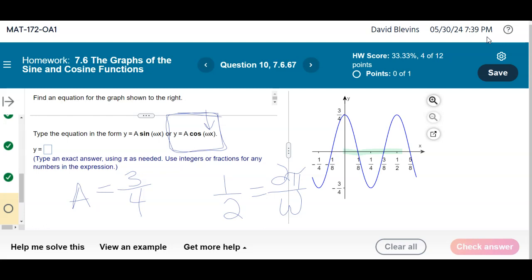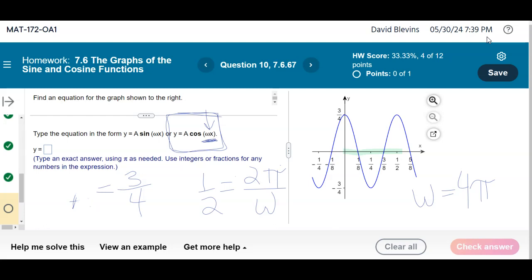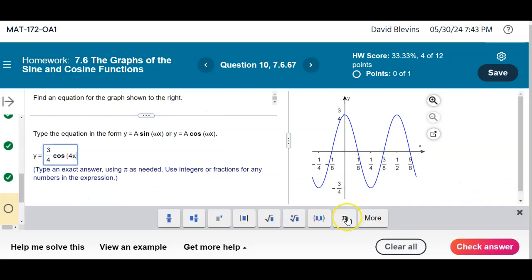And so doing a little bit of shifting around, multiplying both sides by w, and then multiplying both sides by 2. All right, 2 will get rid of the 1/2, so I have to multiply that by 2. I also have to multiply the right side by 2 to compensate, and I'm multiplying both sides by w as well to get the w out of the denominator. All right, and what we end up with is that w would equal 4 pi. So that's the number that needs to go inside the parentheses times the x. And so we ultimately end up with the equation y equals 3/4 cosine 4 pi times x. Click there to get the pi.